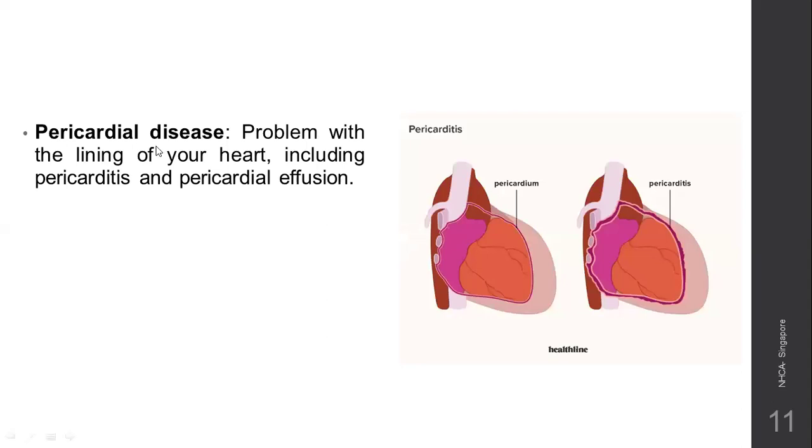Then pericardial disease, a problem with the lining of your heart, including pericarditis and pericardial effusion. So what is the pericardium? You can see here, the pericardium is a very thin sheath, a kind of transparent sheath that covers your entire heart. It protects your entire heart. But sometimes inflammation and infection can happen at the pericardium, and that could lead to heart diseases. Cardiac output will be impacted, and cardiac arrhythmias can take place.